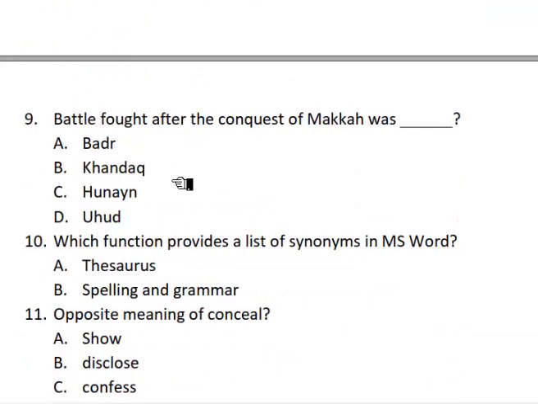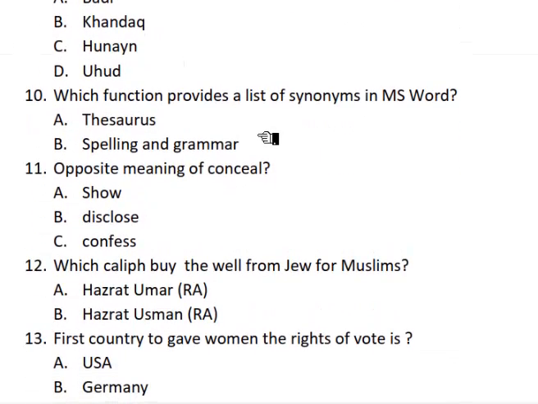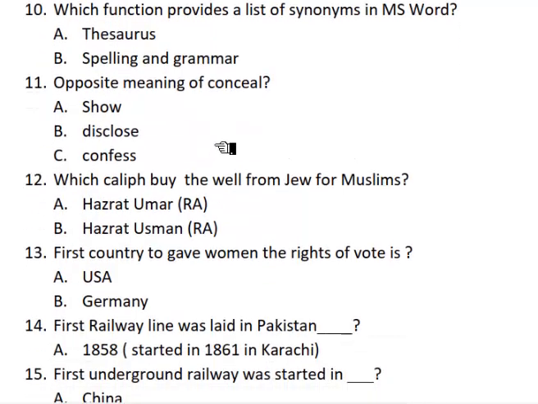Question 9. The battle fought after the conquest of Makkah is Ghazwa Hunain. Question 10. Which function provides a list of synonyms in Microsoft Word? The correct option here is thesaurus. Question 11. The opposite meaning of conceal is show. Question 12. Which caliph bought the well from a Jew for Muslims? The correct option here is Hazrat Usman Raziyallahu Ta'ala Anhu.